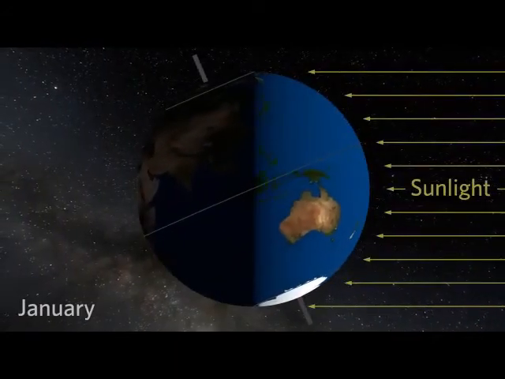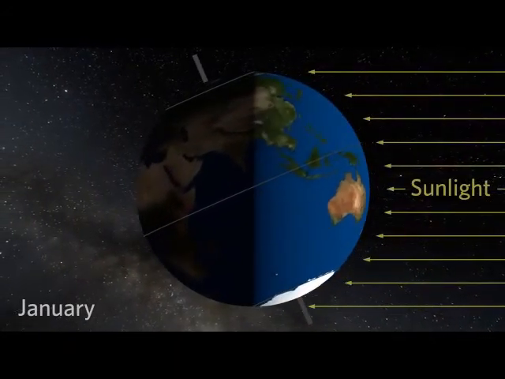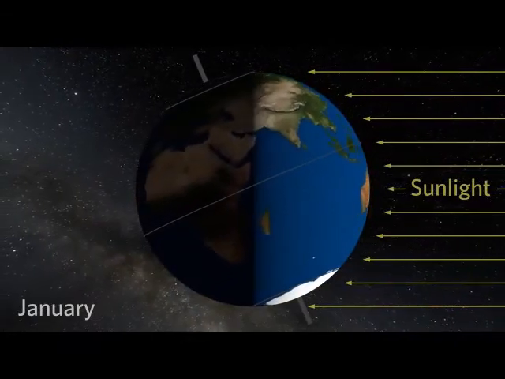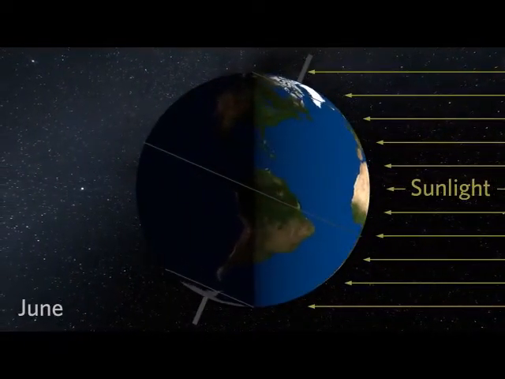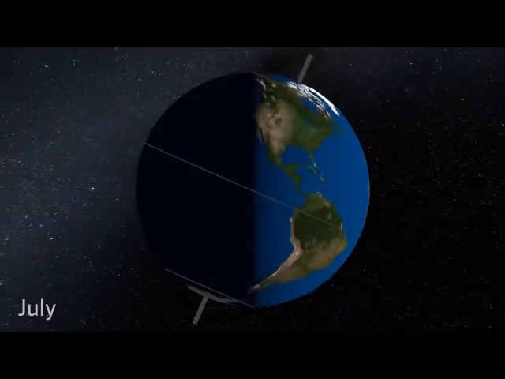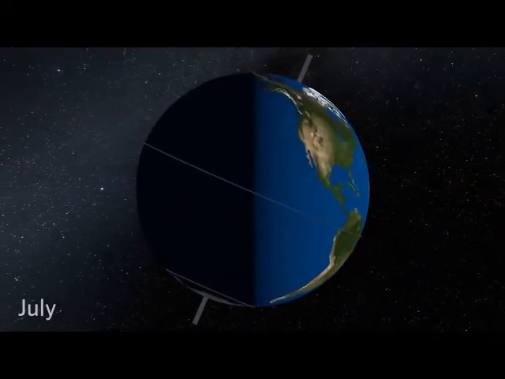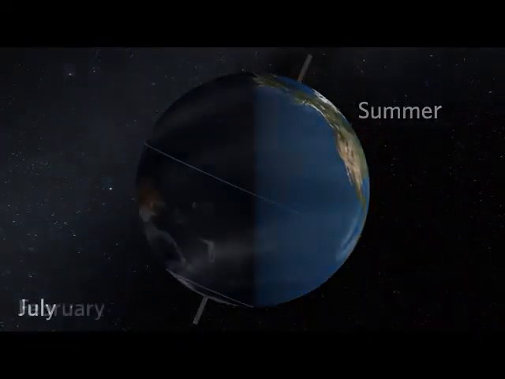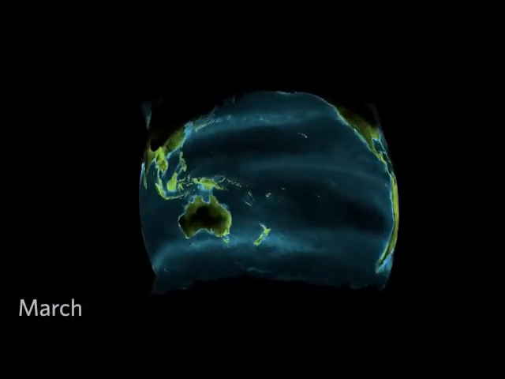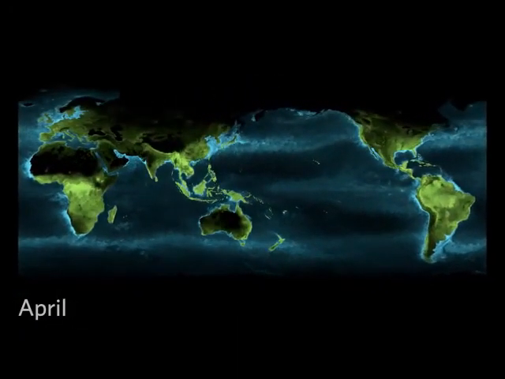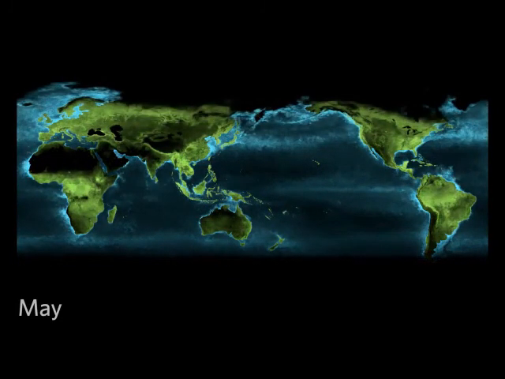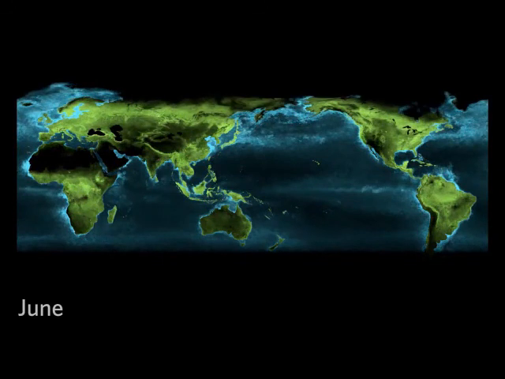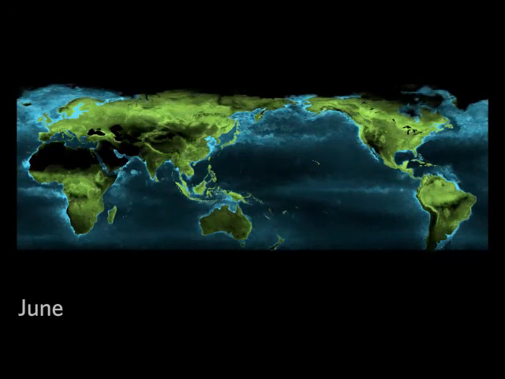For 6 months, the northern hemisphere faces the sun and has summer season. During this period, the southern hemisphere is away from the sun and receives less sunlight. So it has winter season. For the next 6 months, the situation is reversed. Autumn and spring seasons come between summer and winter.